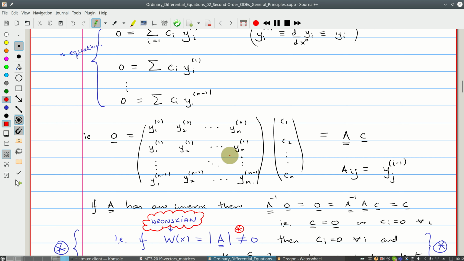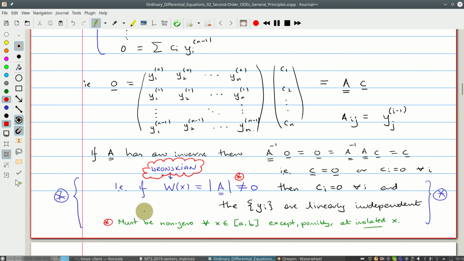Now here's what we're going to do. If A has an inverse, then we can operate with this inverse on both sides of this equation. So 0 is equal to A times C. Operate with A inverse on the 0 and A inverse on the A times C. You will get A inverse operating on 0, which gives you the 0 vector. That's equal to A inverse operating on A times C, which is just C, which means the vector C is 0, or the ci's are 0 for all i.